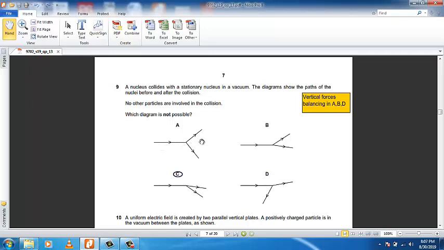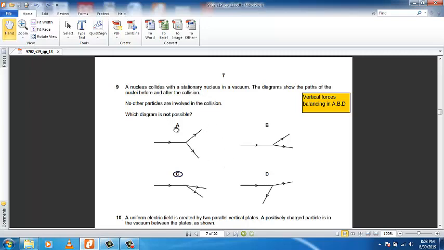So after the collision, the horizontal momentum must be there, but the vertical momentum must cancel out. So for the two vertical momenta to cancel out, one vertical momentum has to be in the upward direction and the other has to be in the downward direction, so that they cancel to zero.